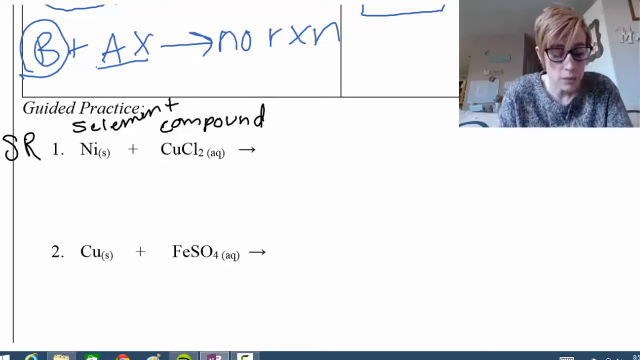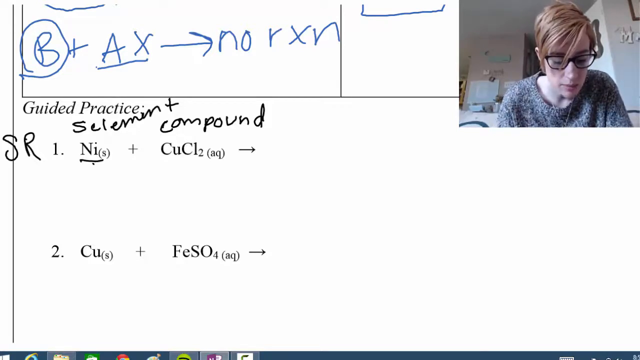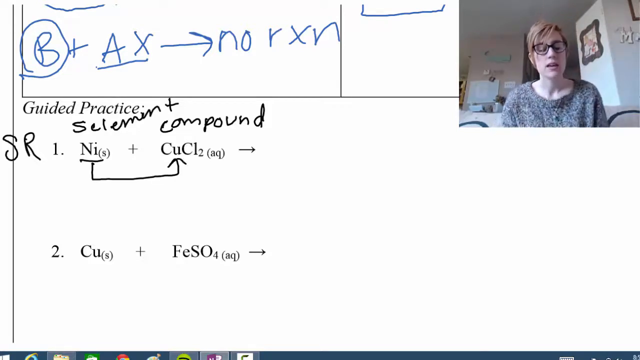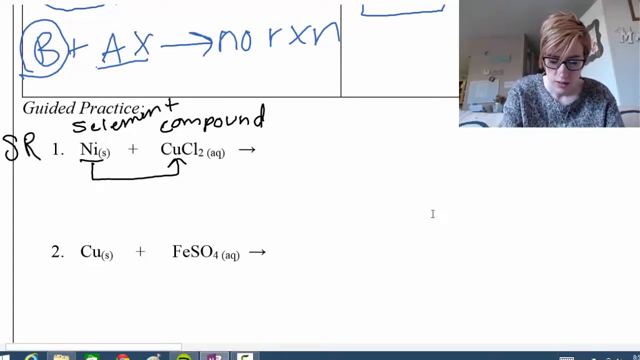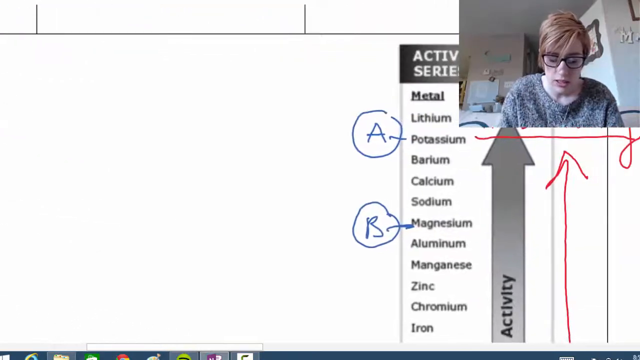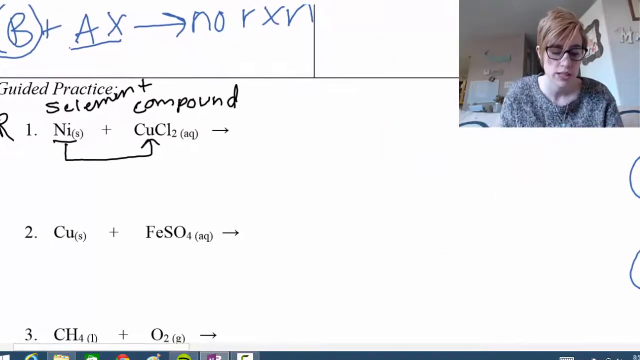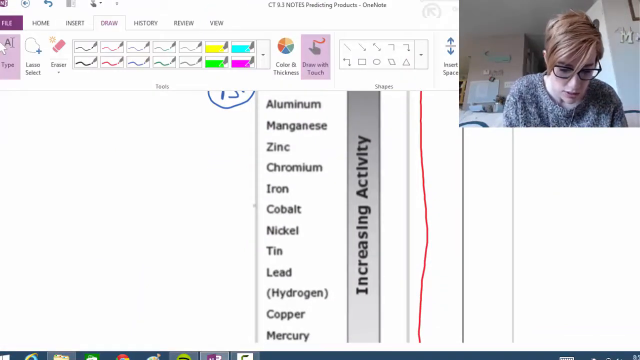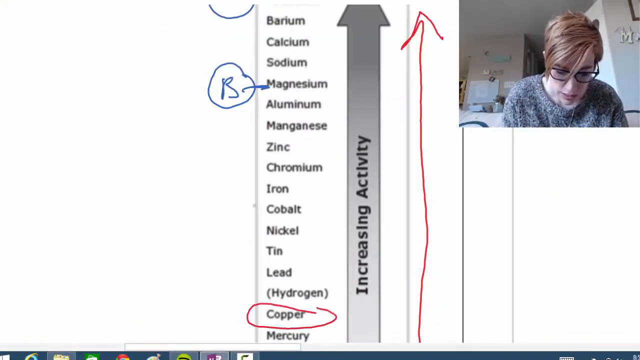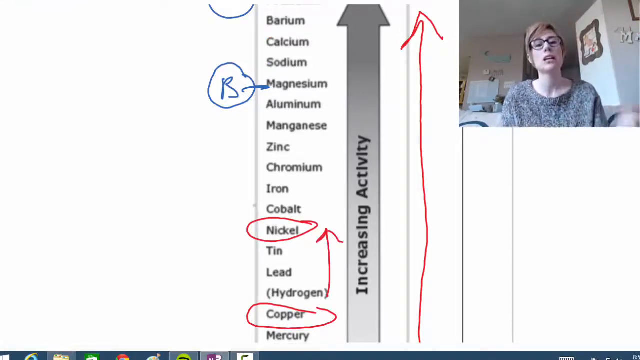So what happens in a single replacement reaction is the single element will take the place of the element at the beginning of the next compound. Only if the single element is more attractive. So I have to look on my scale here, and I have to make sure that nickel is higher than copper on the attractive scale. So I look and I find copper's down here. Okay, here's copper. And now I have to find nickel. Nickel is more attractive than copper, so nickel will get the girl. The more attractive element will get the girl.